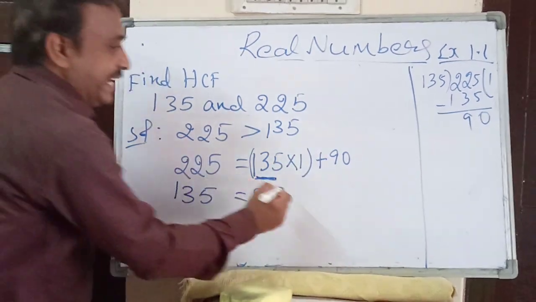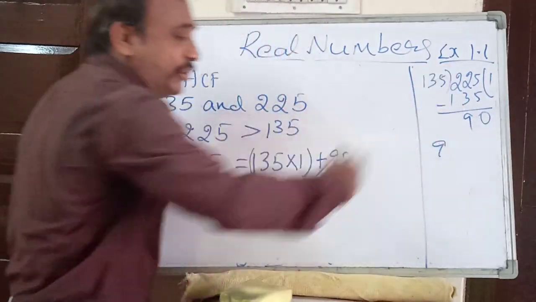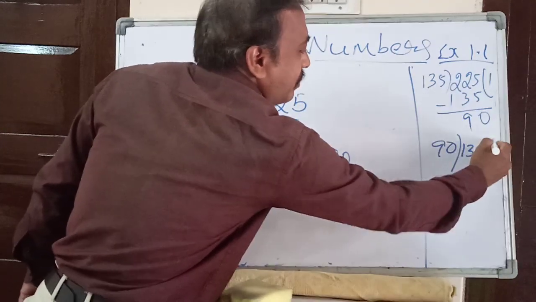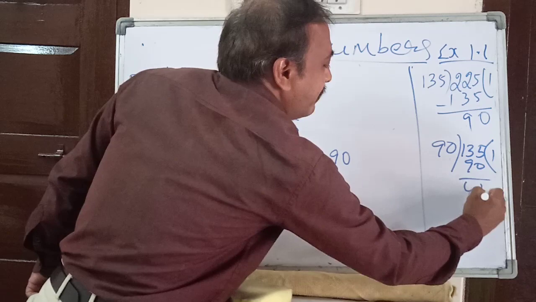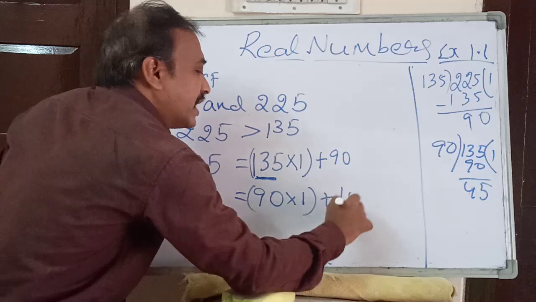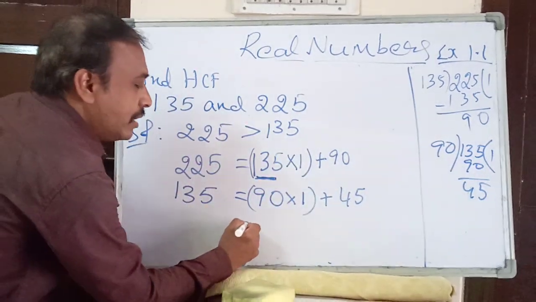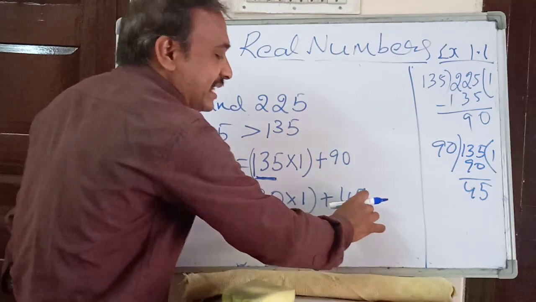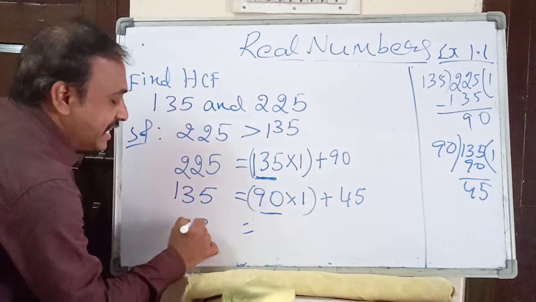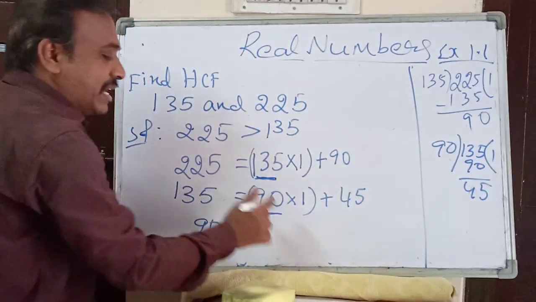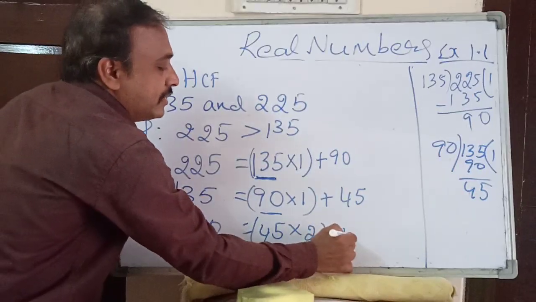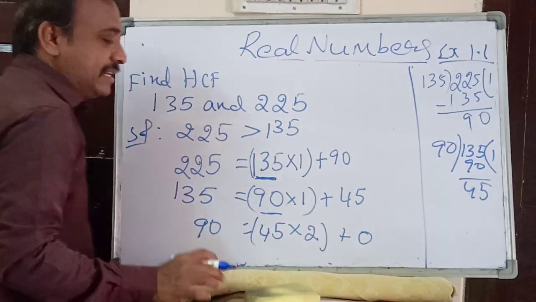How many times does 90 go into 135? You have to continue the division like this till you get the remainder 0. 90 ones are 90, so the remainder is 45. Now 135 equals 90 into 1 plus 45. Here also we didn't get the remainder 0, so now 90 becomes the dividend and the remainder 45 becomes the divisor. 90 equals 45 into 2 plus 0, so the remainder is 0.